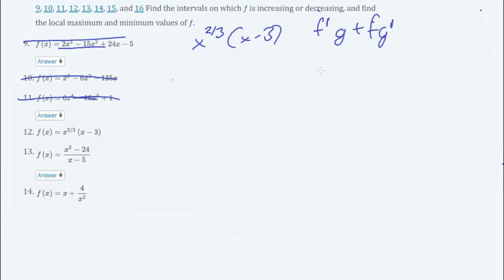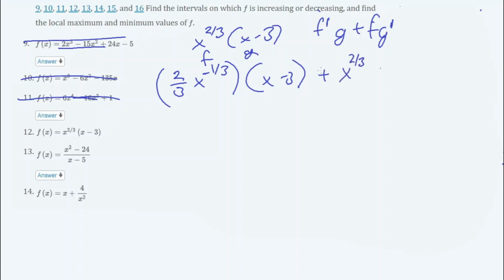So let's find the derivative first. It's going to be f prime, and this is f and this is g. That's 2/3 x to the negative 1/3 power multiplied by g, which is x minus 3, plus f, which is x to the 2/3 power, multiplied by g prime, which is just 1.